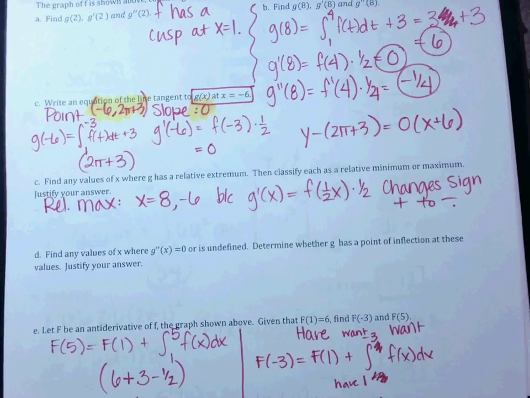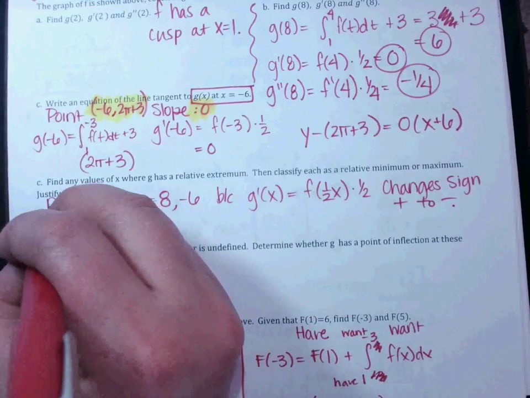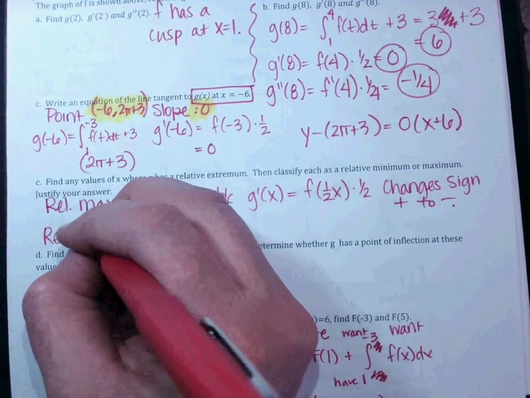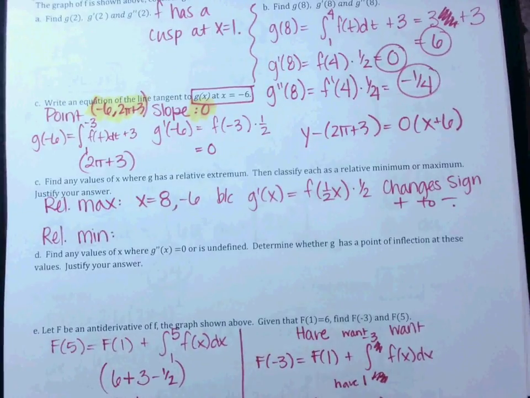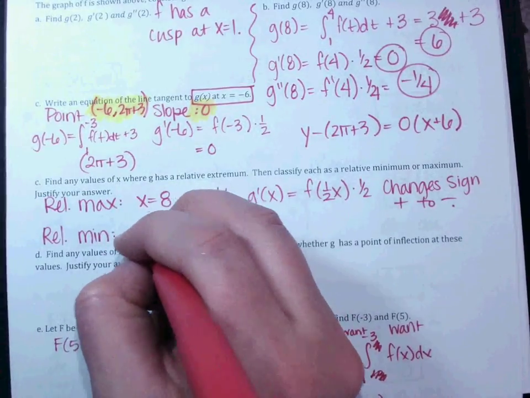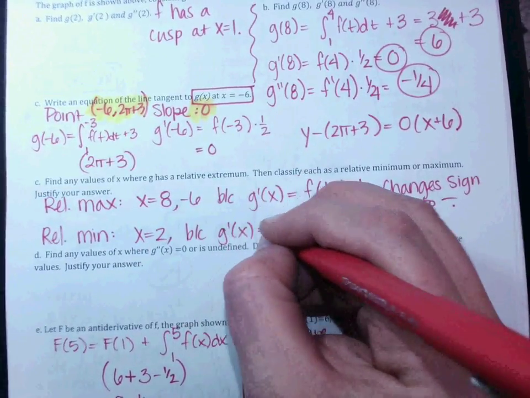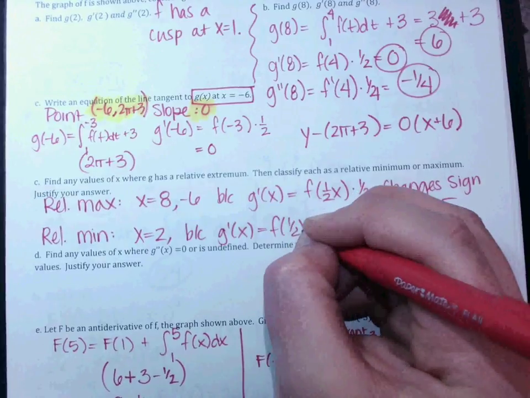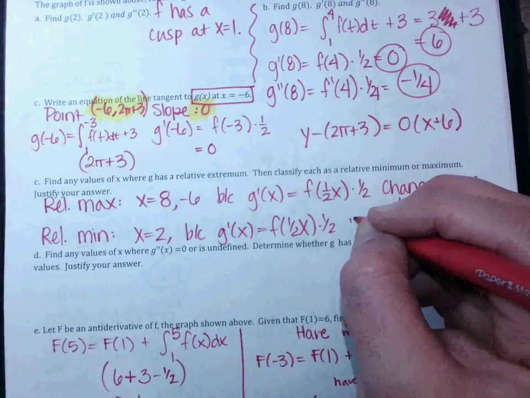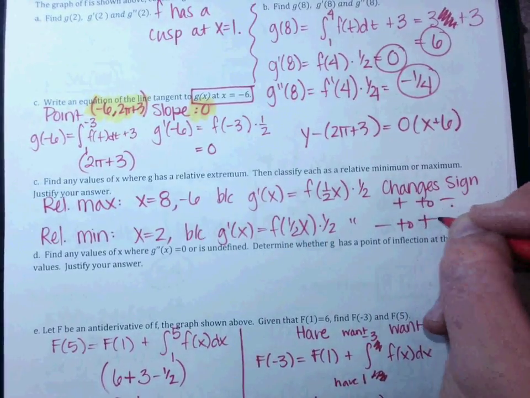Okay, now do your relative min after you cut it in half, it should be a 1. Don't say it out loud. Okay, think about what x value do you have to list for your relative min so that when you cut it in half, you get 1. What should I pick? 2. Okay, because g prime, which is f of a half x times a half, changes from minus to plus.